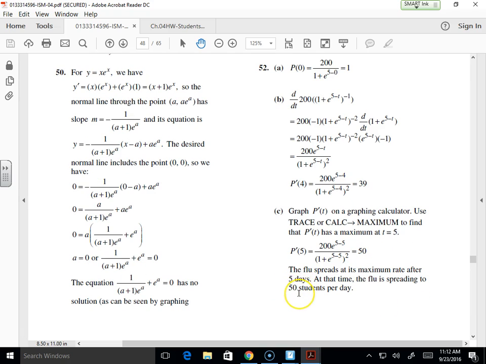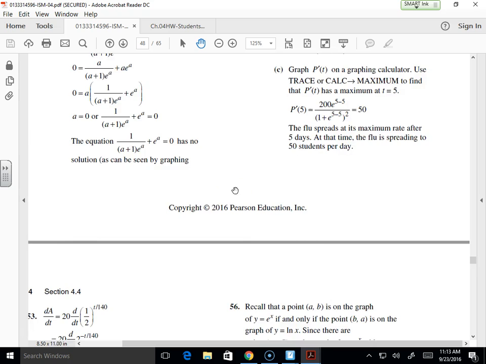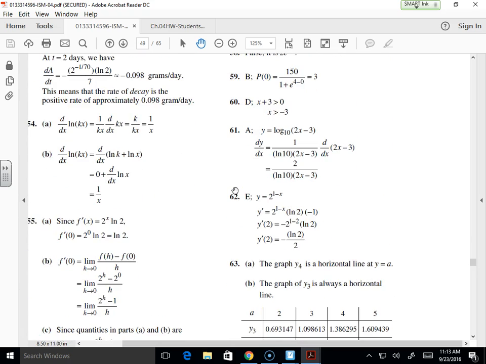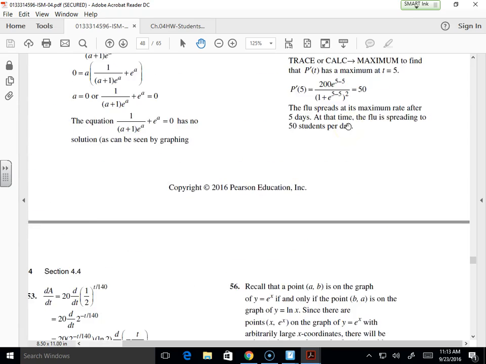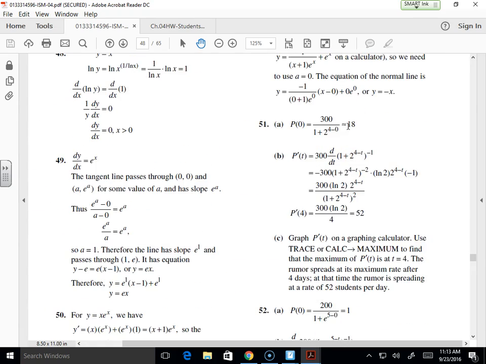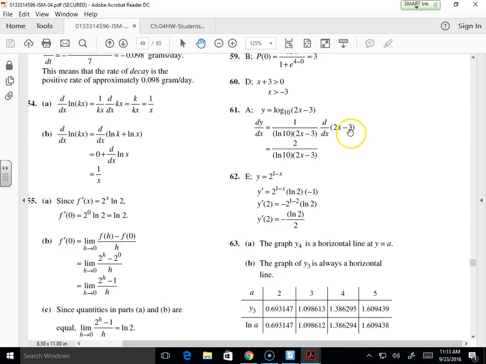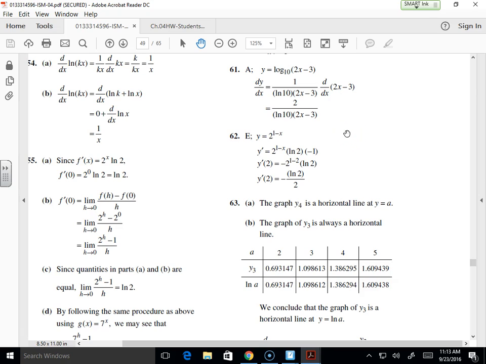After 5 days, 50 students per day is the rate. That would be the derivative. Nice. Did Slater have that one? Number 62. No, I was looking at the example. You were able to follow it step by step. Perfect. Because there was an odd one like that too, right? Problem solving skills.